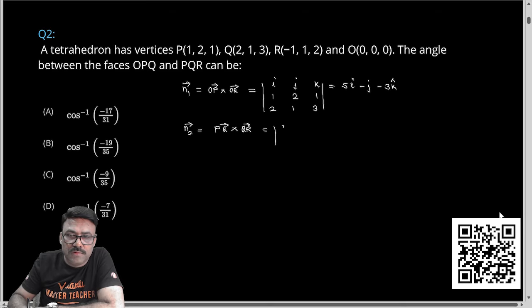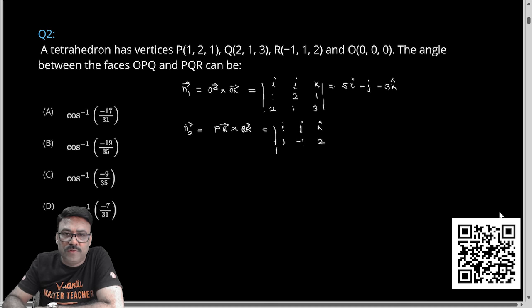So again, i, j, k. PQ is basically Q minus P. So 2 minus 1, 1 minus 2, and then 3 minus 1. Let's check again. 2 minus 1, 1 minus 2, 3 minus 1, and then QR. QR is basically R minus Q. So minus 3, 0, and minus 1. If I expand this determinant, I am getting i here. Then I am getting minus 1 plus 6, minus 5j. And then I am getting minus 3k.